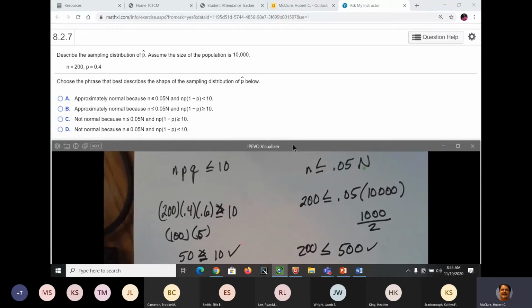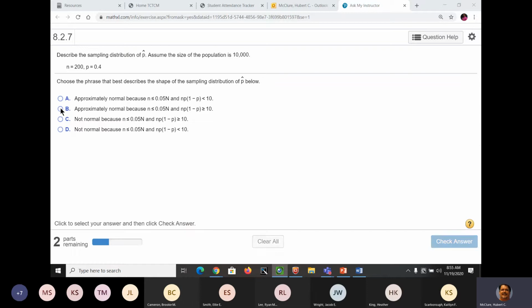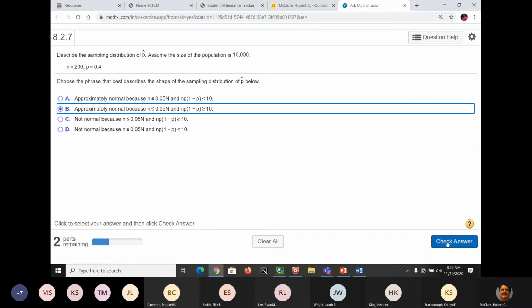So let's go with approximately normal, because little n is less than 500 and npq is greater than 10. So it should be B.